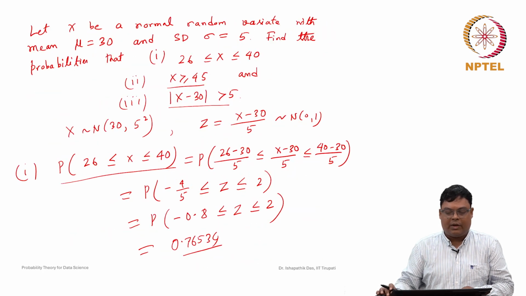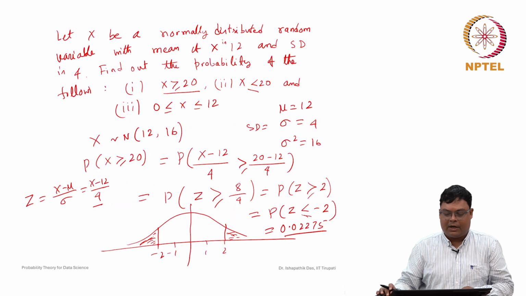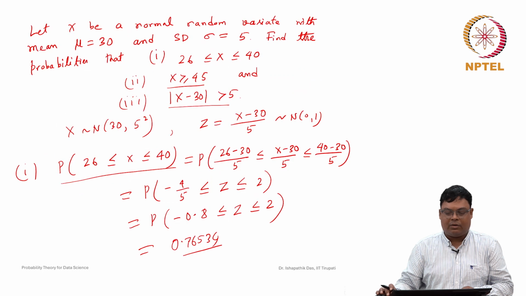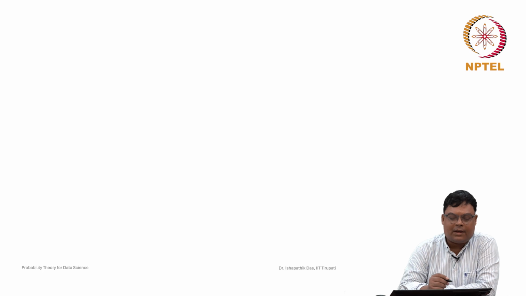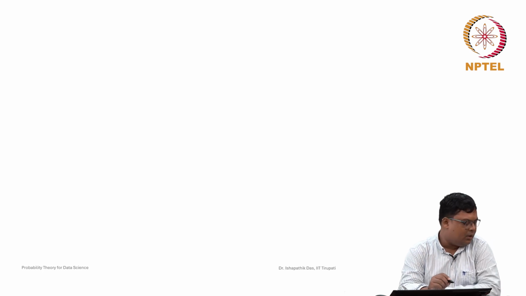So, we just discussed two examples. This is a very similar type of example, but we have learned how to compute these probabilities using the normal distribution with any mean and variance. We can discuss some more examples also. Let us discuss another numerical example.